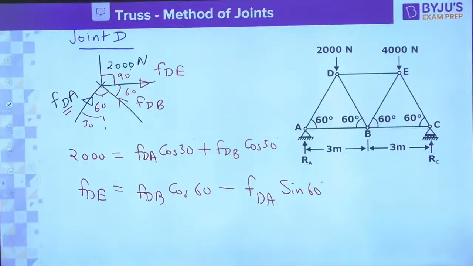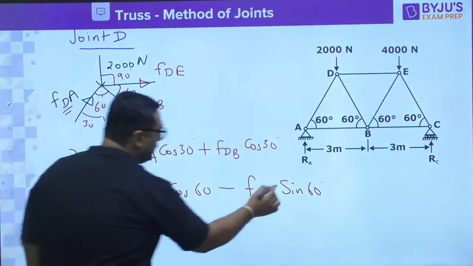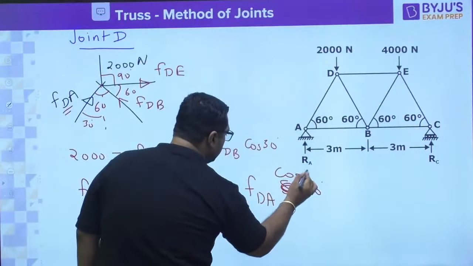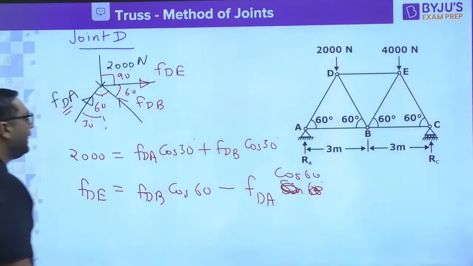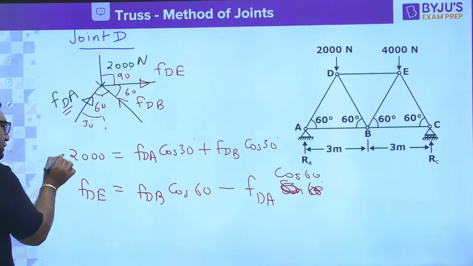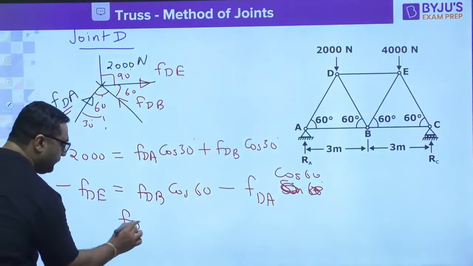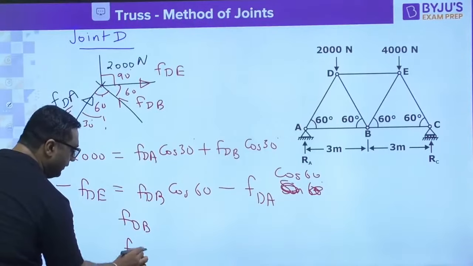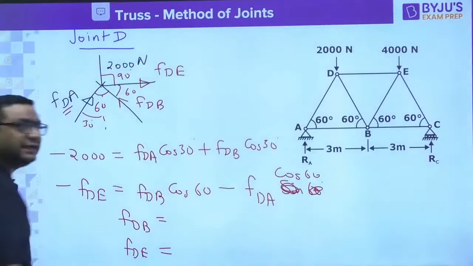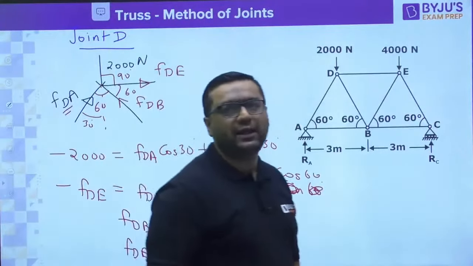Okay, it is going to be cos 60, not sin, cos 60. Okay guys, so using these two equations, you can find out the unknowns FDB and FDE. Solve it and give me the answer.